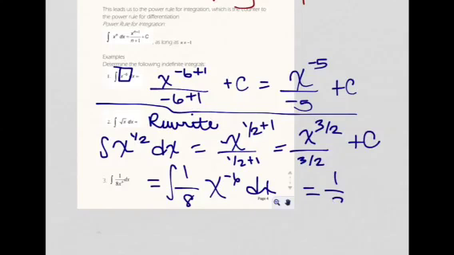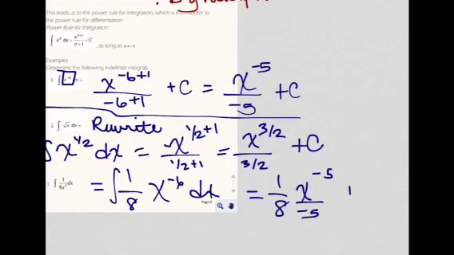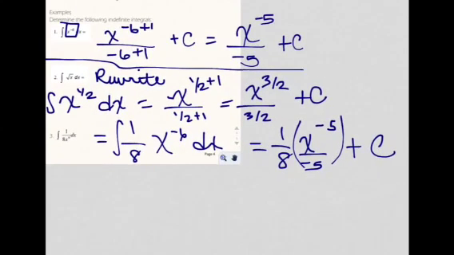But now we'll keep the 1/8, add 1 to the power, which I'm just going to do here. It's negative 5. Put this over negative 5 and add c. I'm not that concerned about whether or not you simplify it, but this is really gross the way it's written. I can combine the 8 and the 5 together to make a 40, and it's negative, so I have negative 1 over 40, x to the negative 5th plus c.